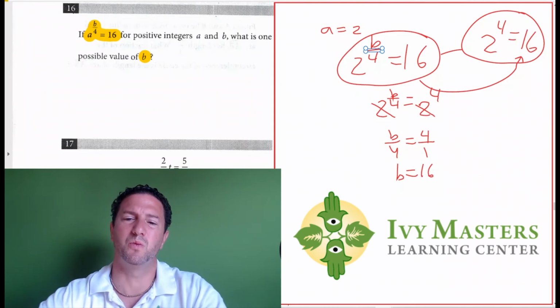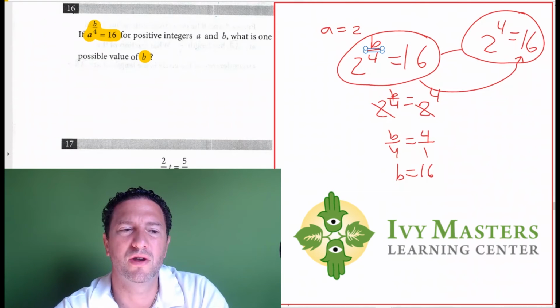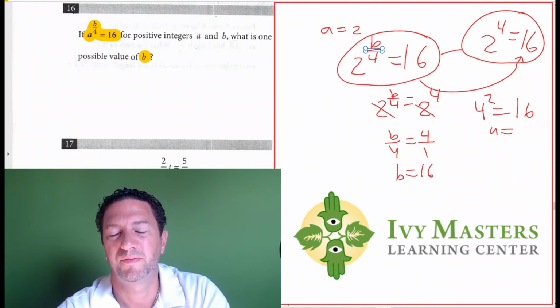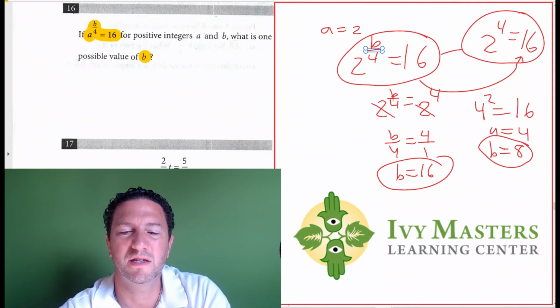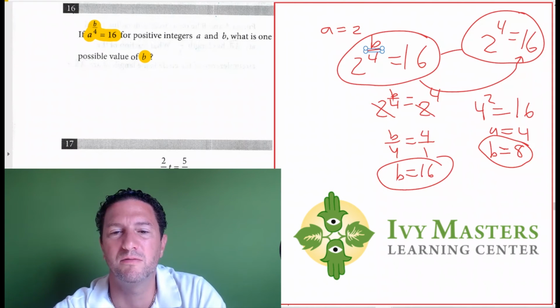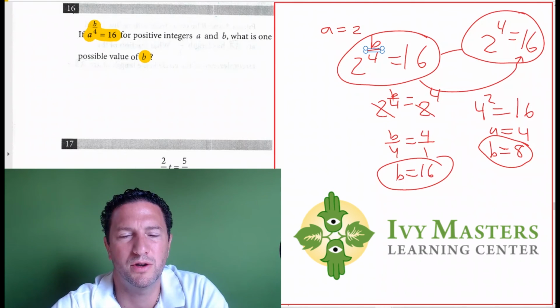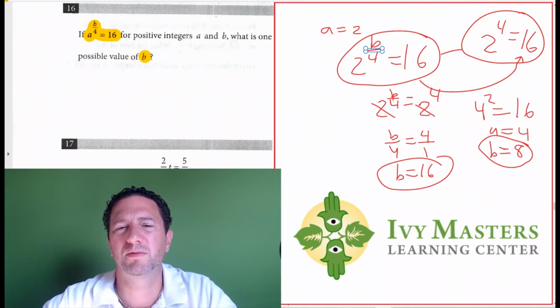Now, that's just one possible answer here. You might also know that 4 squared equals 16. So in other words, if your a is 4, then your b would actually be 8. So 16's one possible answer. If you know that, mark it, move on. 8's another possible answer. If you know that, mark it, move on. And so there's more than one possible answer for this question.